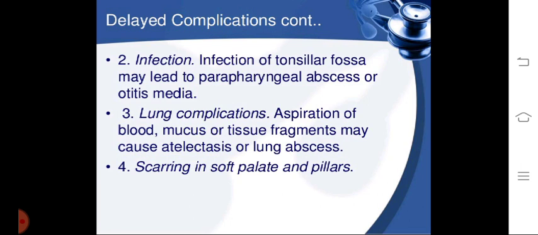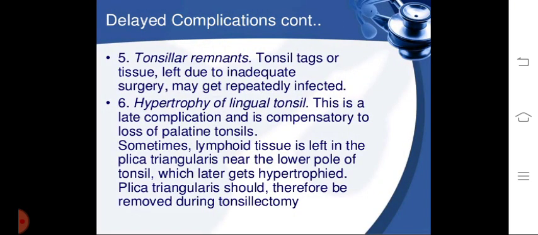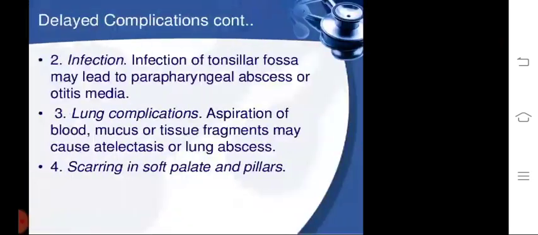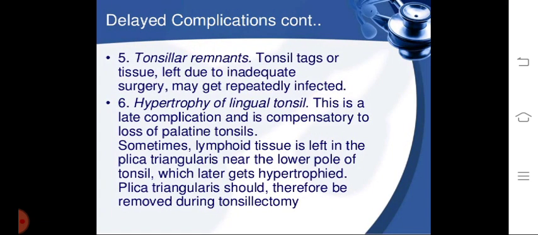Now other delayed complications are infection, lung complications like aspiration of blood, mucous and tissue fragments, scarring in the soft palate and pillars, and tonsillar remnants which are left, like tonsillar tags, tissue left during inadequate surgery. So these were some of the other delayed complications of tonsillectomy. Hemorrhage, you already know. Second, infection can occur. Then lung complications can occur. Scarring in the soft palate and pillars can occur due to manipulation or injury during the surgery.